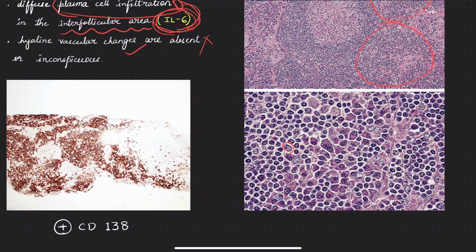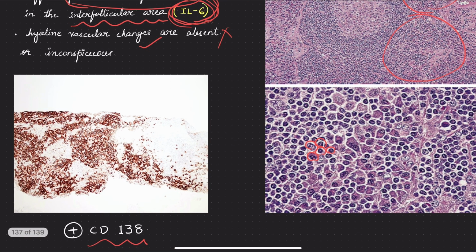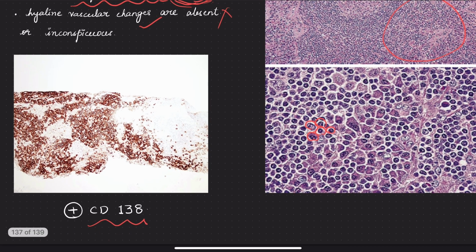High power view showing diffuse infiltration of all these plasma cells. These plasma cells are positive for CD138. So this is an IHC marker showing you the interfollicular areas. All these interfollicular areas rich in plasma cells stain positive for CD138.